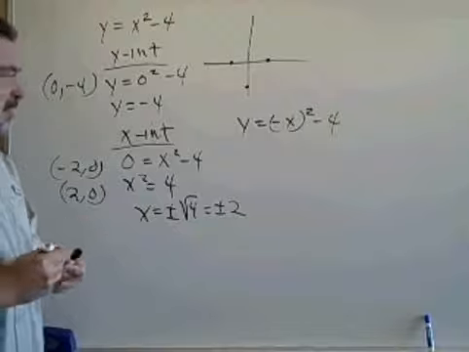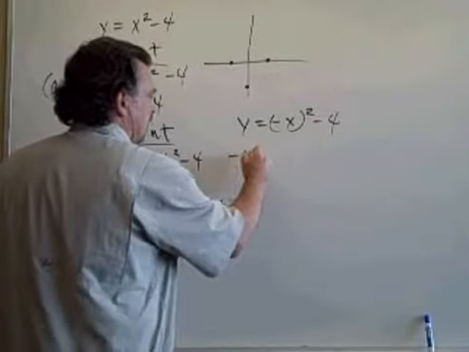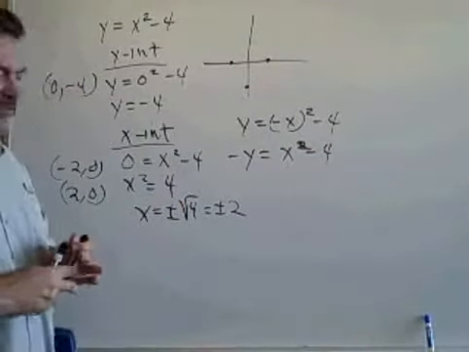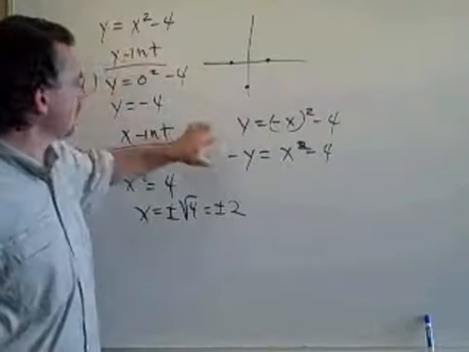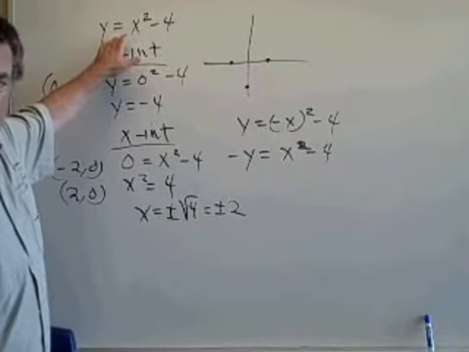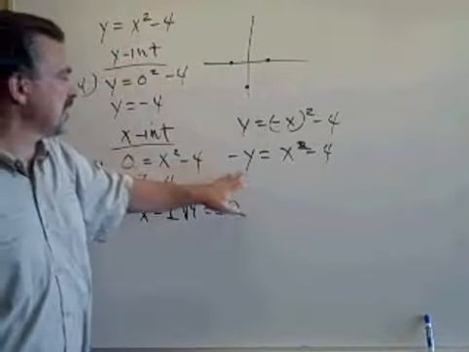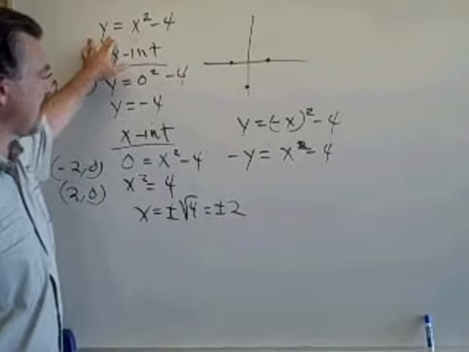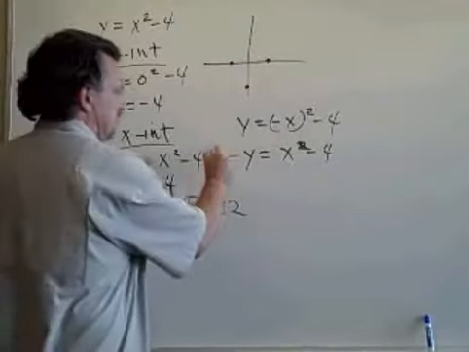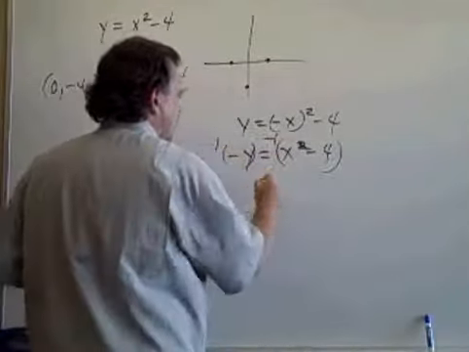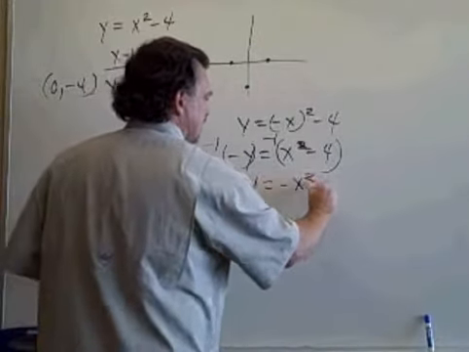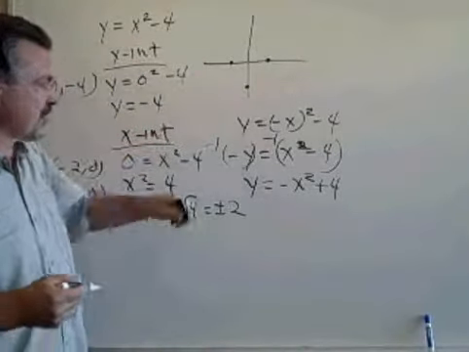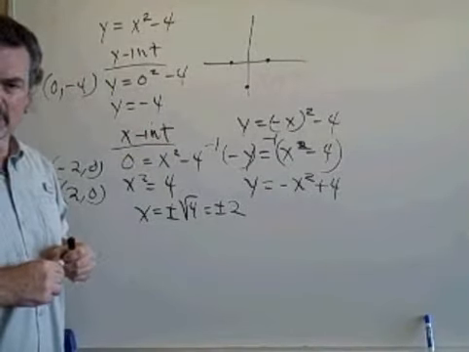What about symmetry with respect to the x-axis? To test for symmetry with respect to the x-axis, we replace y with -y and see if we can get back to the original equation. Well, we cannot. If we were to multiply both sides of this equation by -1 so as to get back to y, multiplying by -1 here would give us y equals -x squared plus 4, which is not the same equation we had before. So this graph does not exhibit symmetry with respect to the x-axis.